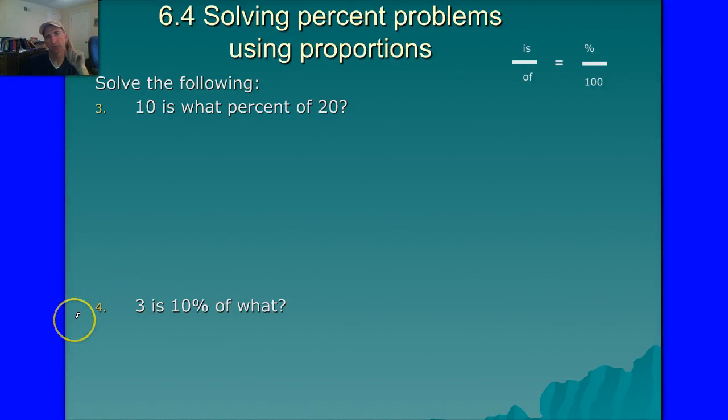Hello, welcome back to 6.4, solving percentages using proportions. We are on page 8 in your notes. If you lost track, that's where we're going.